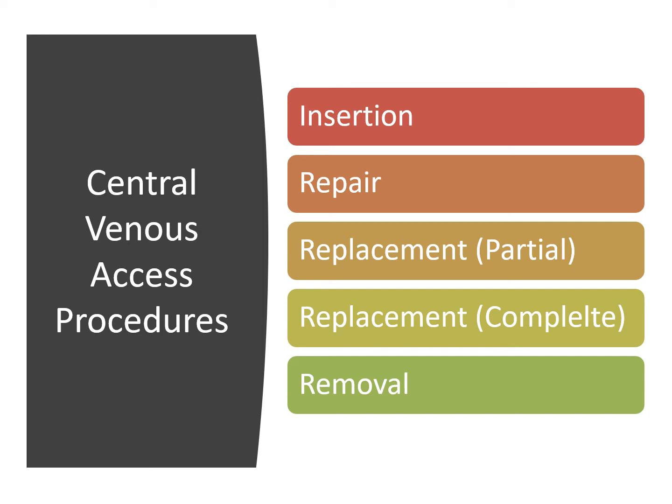So on page 274 in your CPT book, there is a really cool table that will help you plot out basically what code you would be using. But again, you have to know, is it an insertion, repair, replacement? Is it partial, complete? Was it a removal? And also, did they reposition it? As well as, was it tunneled, non-tunneled? Was there a pump? Was there a port? What's the age of the patient? Oh, and the other thing is, was it centrally inserted, or was it peripherally inserted?